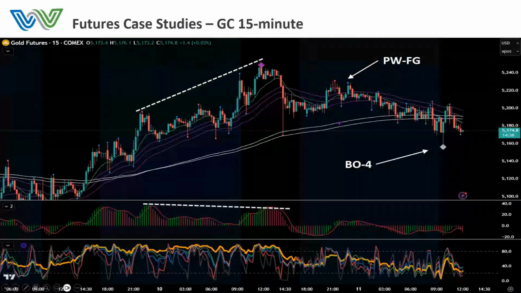Here's a 15-minute trade. So this is just showing you that the markets are fractal. You're going to see these patterns on all the different time frames.